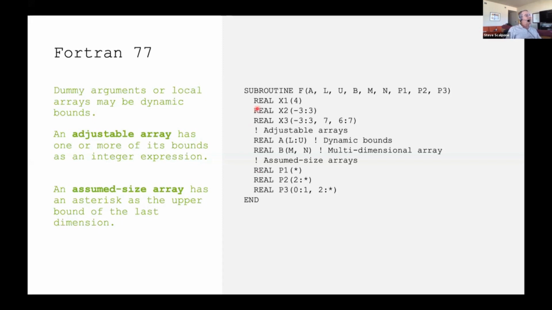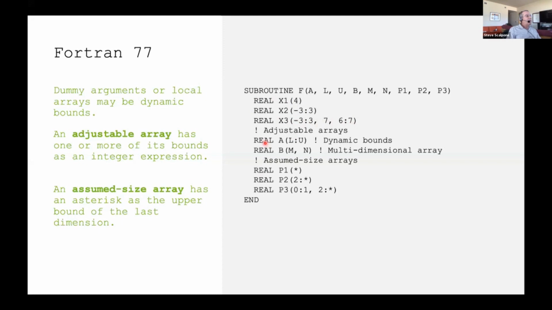And you can see here some declarations. That's just standard. The lower bound here is 1 in Fortran, so it's a 4-element array from 1 to 4. You can specify different bounds, so this is -3 to 3. And you can have multidimensional arrays. Arrays are first-class objects in Fortran. Multidimensional arrays are first-class objects as well. Here it's -3 to 3. Here it's 1 to 7, and then 6 to 7 for the third.